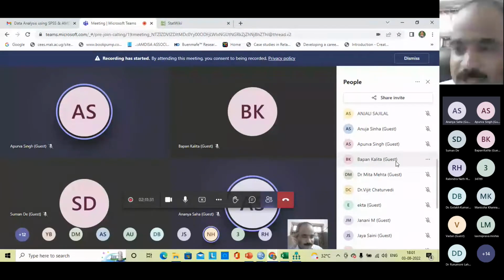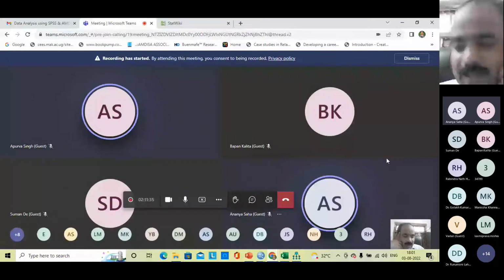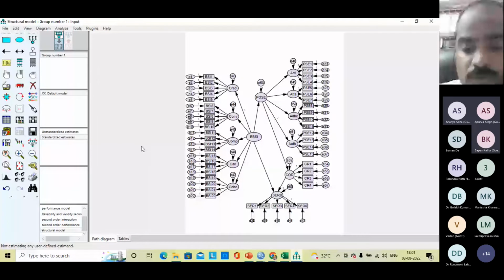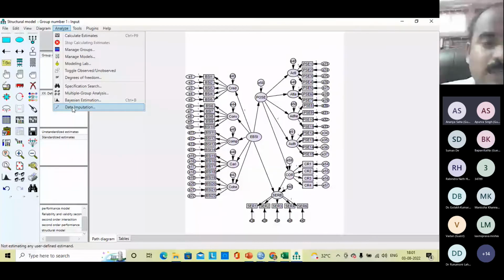Okay. Bapan sir, you are asking for imputation and path model. Yes, sir. So it is a very long process. Time is not there, but still I am showing you. Look at here. There is an option in the analysis, data imputation. What does it mean?